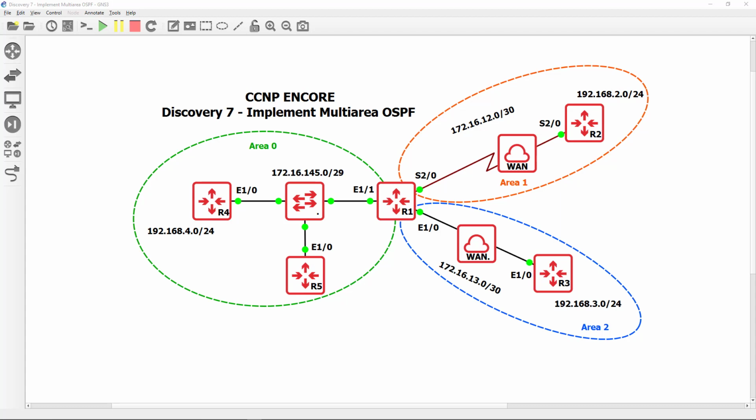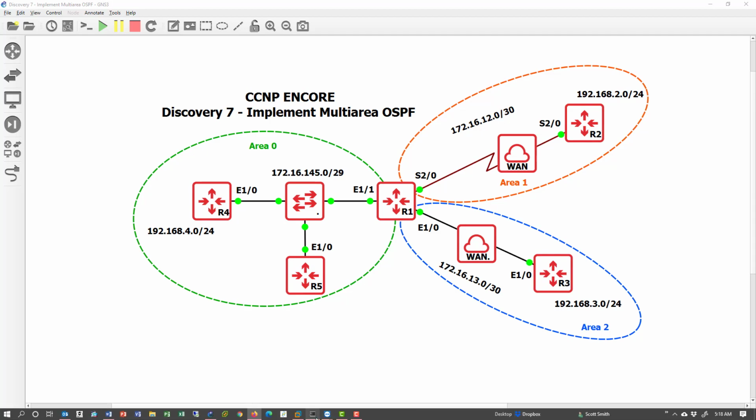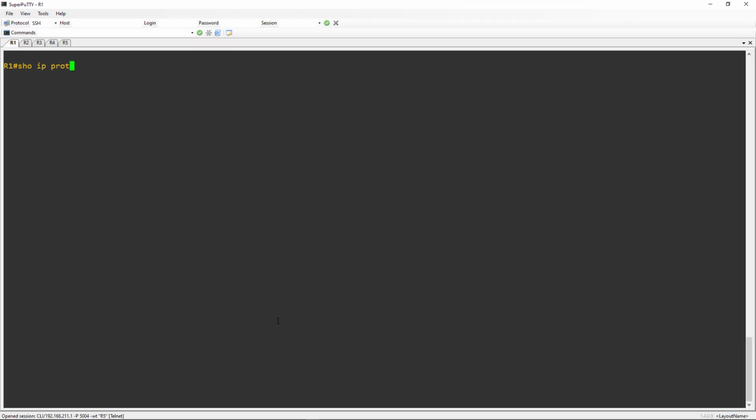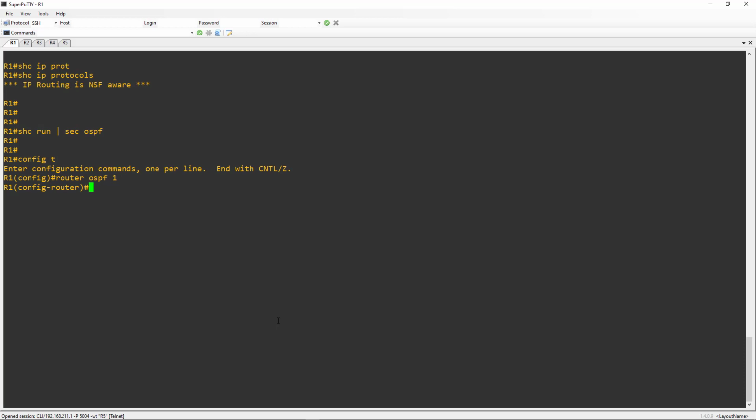All right, so the first task, we're going to go ahead and enable OSPF on R1, R2, and R3. We'll start by going into R1, and I like to do a quick show IP protocols, to make sure I'm not running any other routing protocols or any other routing process, just to make sure that administrative distance is not going to have an effect on my configuration. I can also do a show run section OSPF to see if I have any OSPF configuration. So I'm going to type configure terminal, and I'm going to go into router OSPF 1.